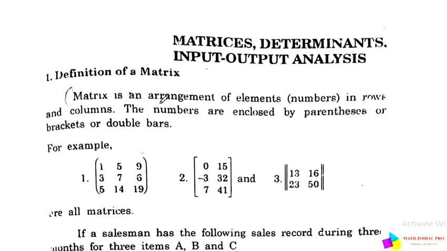A matrix is an arrangement of elements or numbers in rows and columns. This is important: the numbers are enclosed by parentheses, brackets, or double bars. So this is parentheses, this one is brackets, and this one is double bars. Mostly we use parentheses and brackets.